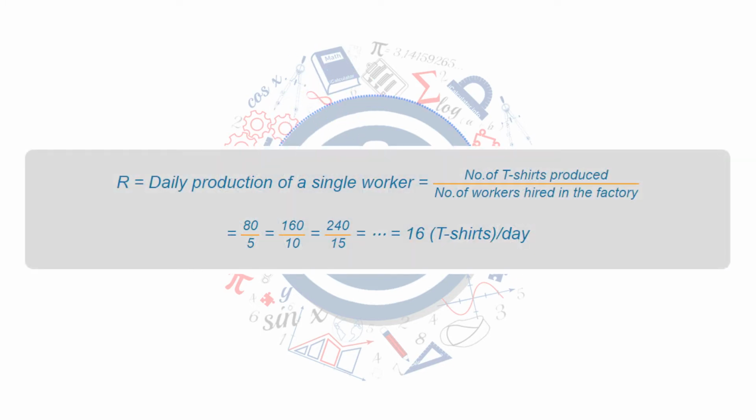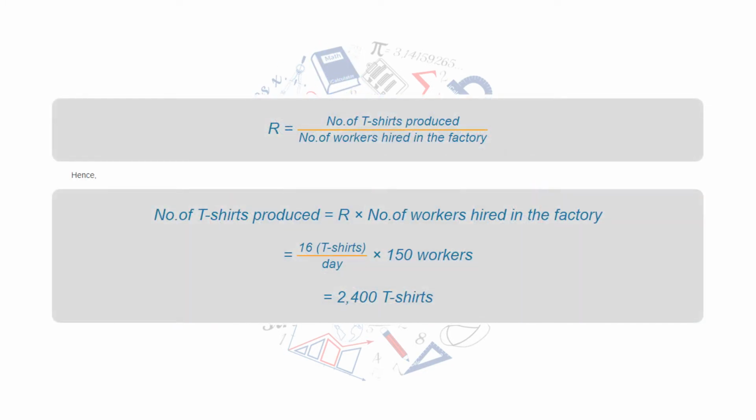The numbers written in the same position of units are helpful in determining the ratio R, which in this case represents the daily production of a single worker. We call this type of ratio the rate. We will discuss this type of ratio in the next tutorial. Thus, we have the following. Therefore, following this rule, we can work out the daily production if 150 workers are hired in the factory. Thus, we get the following.